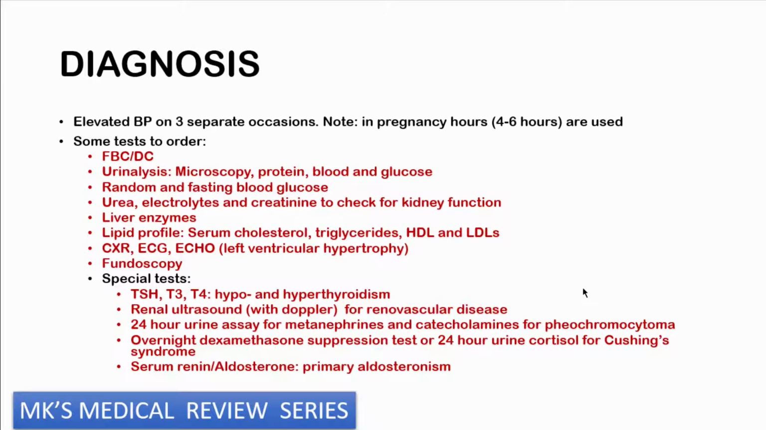Then also look at the liver enzymes. Check for a lipid profile, because sometimes there may be an increase in serum cholesterol, an increase in triglycerides, a decrease in the high-density lipoprotein and an increase in the low-density lipoprotein. Remember, high-density lipoproteins are the good lipids. The low-density lipoproteins are the bad lipids.